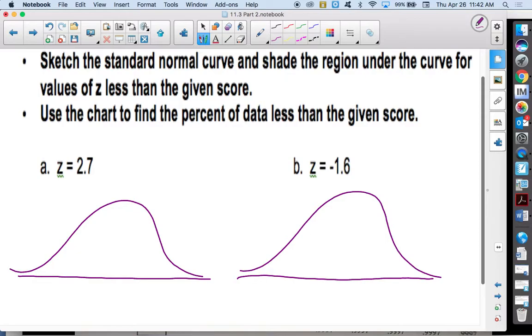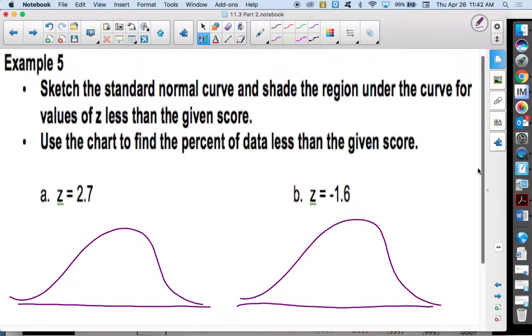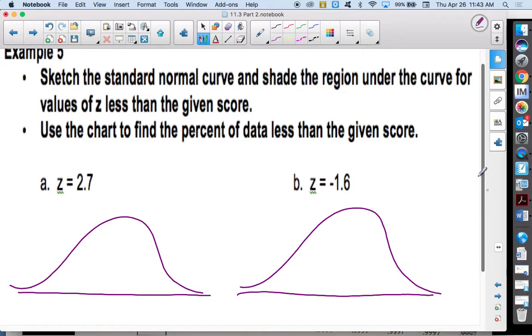All right, so the last set of examples, ladies and gentlemen, I need your attention please for a couple of minutes. For example 5, it says sketch the standard normal curve and shade the region under the curve for values of z less than the given score.